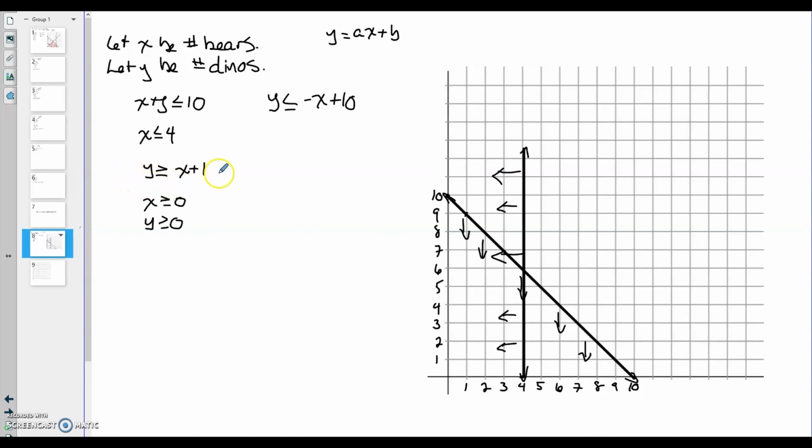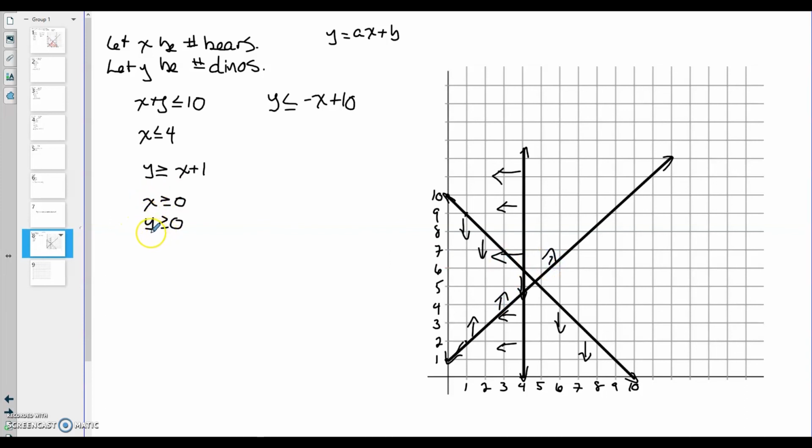Look at the next equation, y greater than or equal to x plus 1. So that starts at 1 on the y-axis, and it's got a slope of positive 1, so it's up 1 and over 1. Go ahead and connect those points. And again, the shading. In this case, y is greater than or equal to, so again, it is above the line.